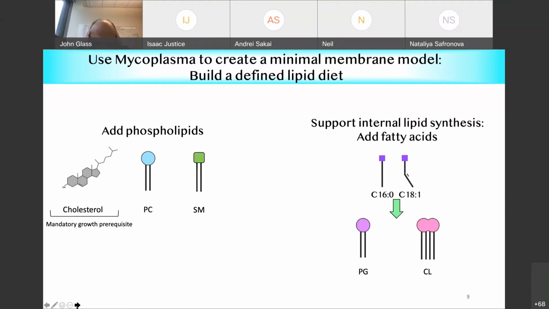From literature, we know that the most common fatty acids used by mycoplasma are palmitic and oleic acids, one saturated and shorter and one more unsaturated and longer. And they have been shown to make mycoplasma able to produce their own PG and cardiolipin. So these lipids make our general lipidomic pool that we use to define lipid diets in mycoplasmas.